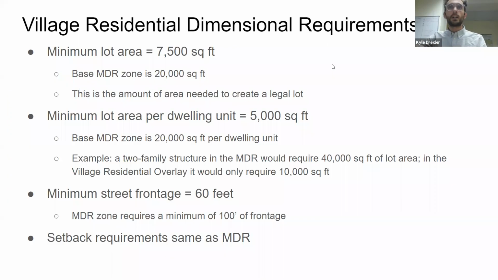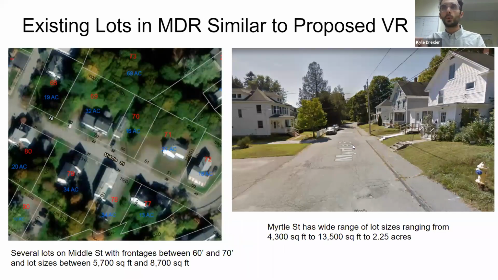So we were talking about these dimensional standards that would apply to the village residential district. And we talked a little bit before about the existing lots: 30% of the 500 lots this district would apply to are under 10,000 square feet. So I think it's important to recognize that this isn't necessarily a huge jump from what's existing in town. Our current MDR district has a wide range of lots, from 5,000 square feet to 20,000 square feet to multiple acres.